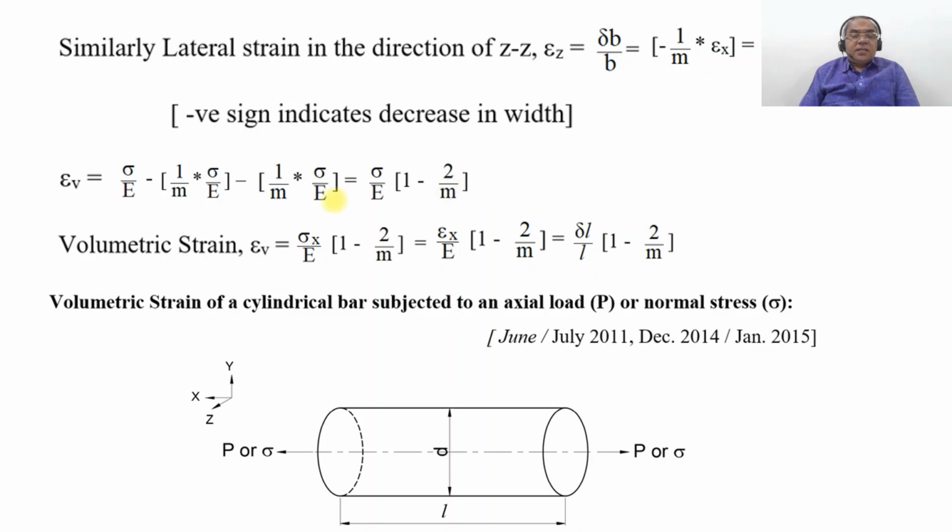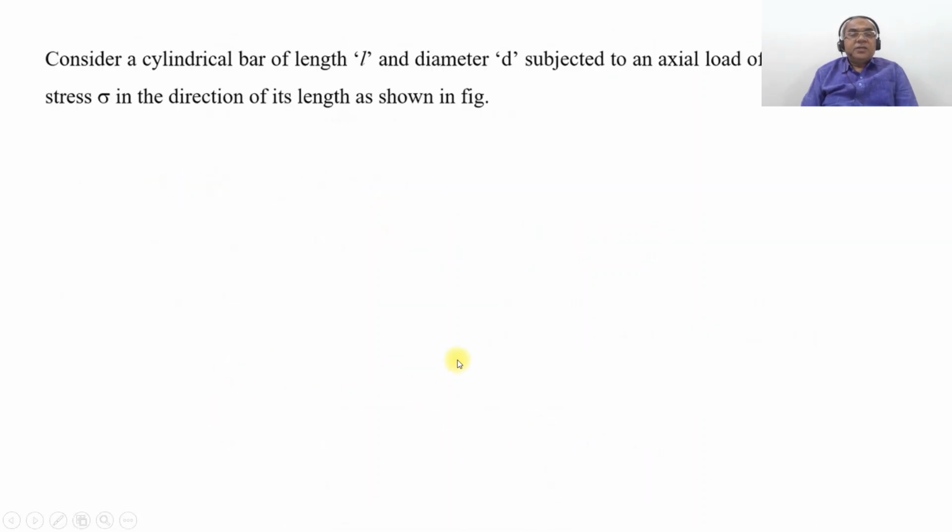Here, y and z will not be there because y and z will have the diameter. So we only have the longitudinal strain and the lateral strain, which is D in this case. Consider a cylindrical bar of length L and diameter D subjected to an axial load P or normal stress sigma in the direction of its length. What is the original volume? Since it is the volume of the cylinder, it should be pi d square by 4 into L.